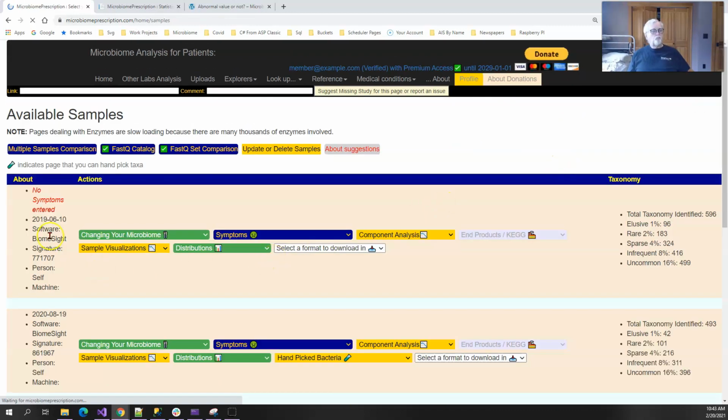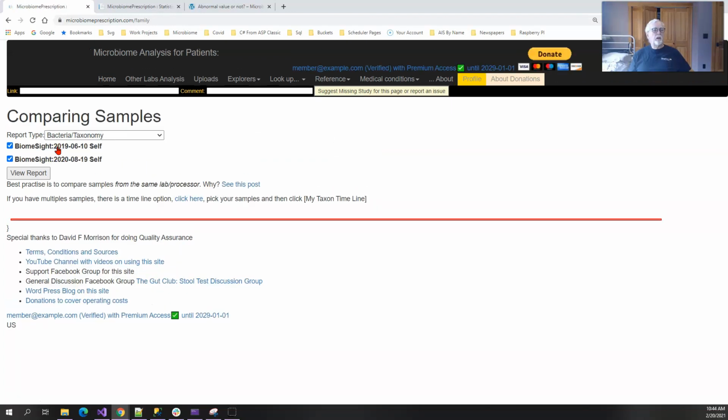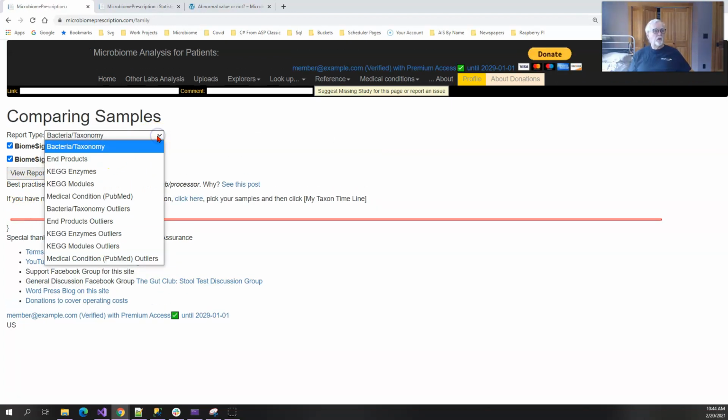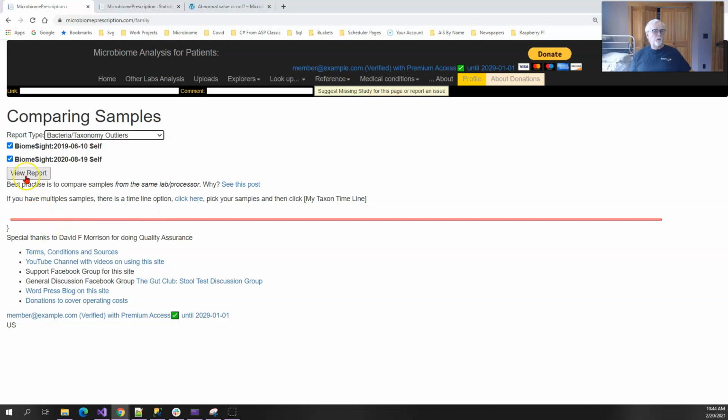And if you have multiple samples, you should see a multiple sample comparison there. If you click that, you can select the bacteria you want, and you have the choice of looking at them or looking at only the outliers in them. So in other words, with two samples, what is the outlier on both samples or on one or the other, to see how things have changed and whether the critical items have improved or not.